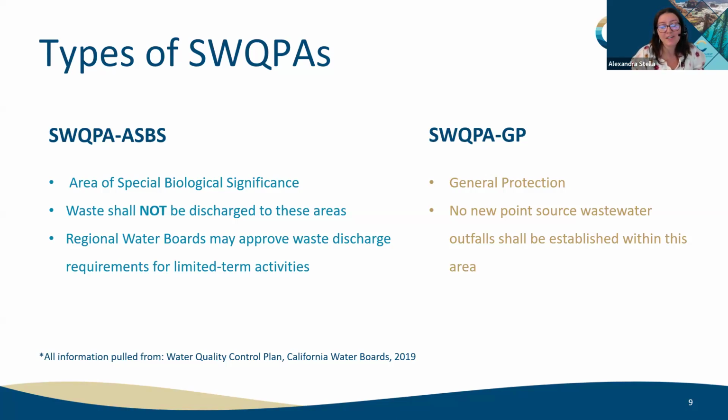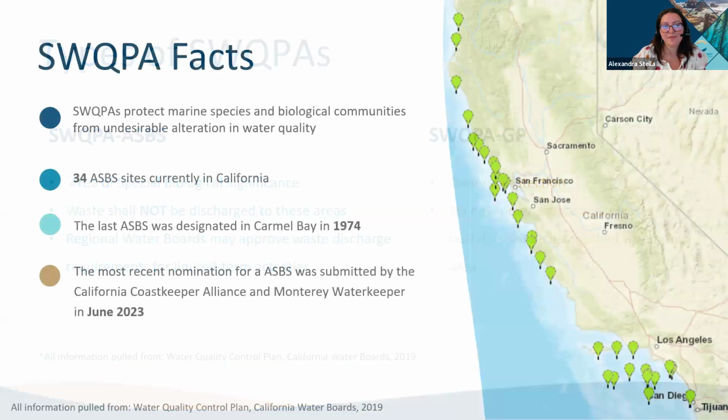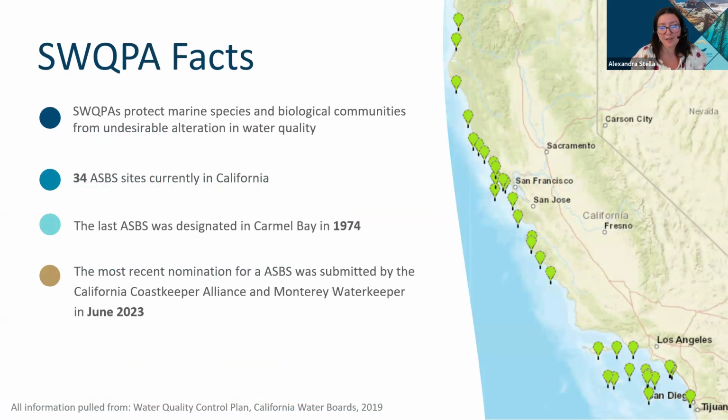For general protection areas, these areas were actually developed later in 2012 to help clarify the broader SWQPA framework in the Ocean Plan, and they help limit new point source wastewater outfalls in designated areas. So in the GP, there is no new point source allowed. So SWQPAs protect marine species and biological communities from undesired alteration in water quality.